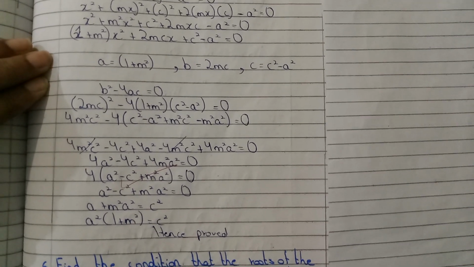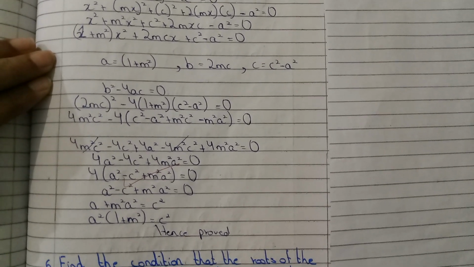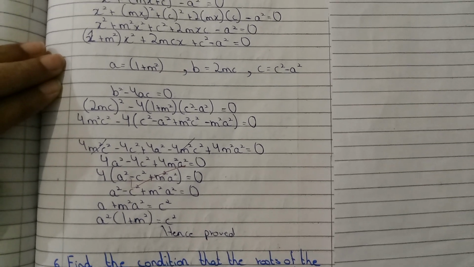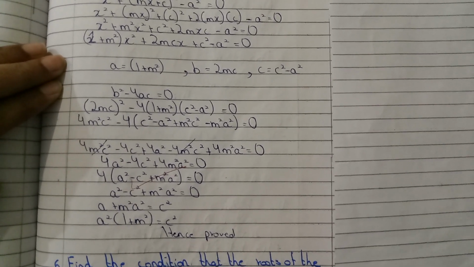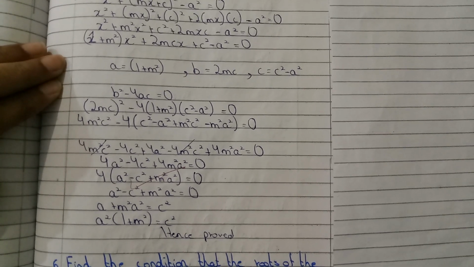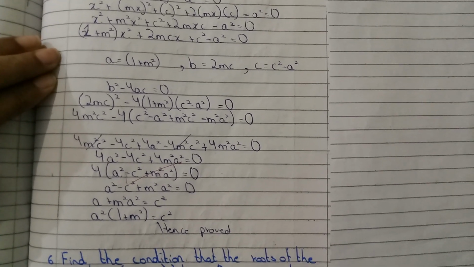By taking common 4, we have got a² − c² + m²a² equal to 0. We have to change the side of c² and retain positive, and after taking a² common, we have got 1 + m² equal to c². It was the condition which we have to prove in the question.